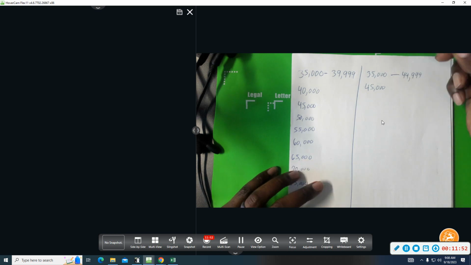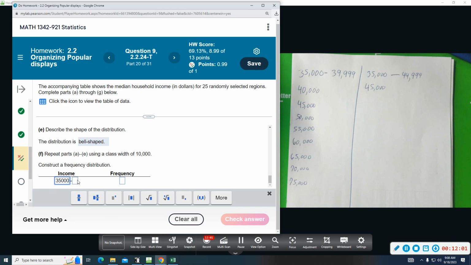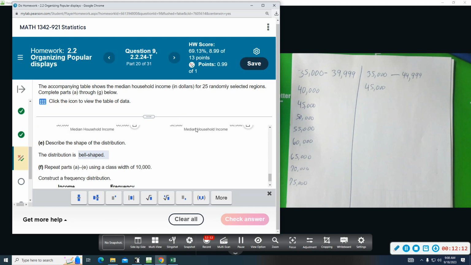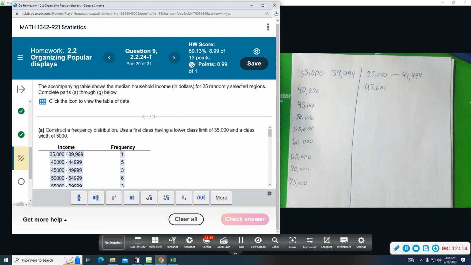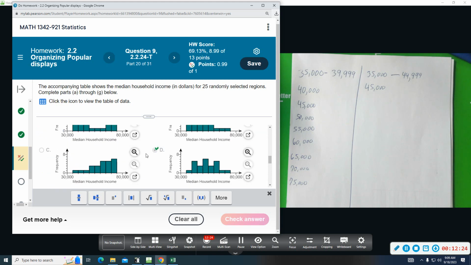So it looks like we're going to just have half as many classes, probably going to be combining two of those data sets. So I'm going to go from 35 to 44. I got to go to the other box. 44.999. And then the frequency, since I've gone from 35 to here, I'm just going to be adding these two. So this group was 1, this group had 5, and that's where we stopped. So we're going to have a total of 6.